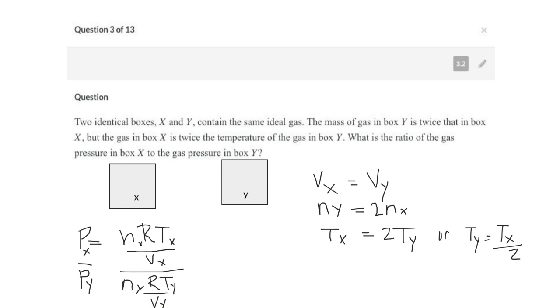Now we can cancel things out here because we have some constants. R is a constant, so we can get rid of that. And V is a constant, as we've ascertained before. So that leaves things a little bit easier, which leaves us with much simpler nx tx over ny ty. And now we're going to substitute in these relationships that we came up with before. We're going to substitute for the y values, and we're going to leave everything in terms of x.